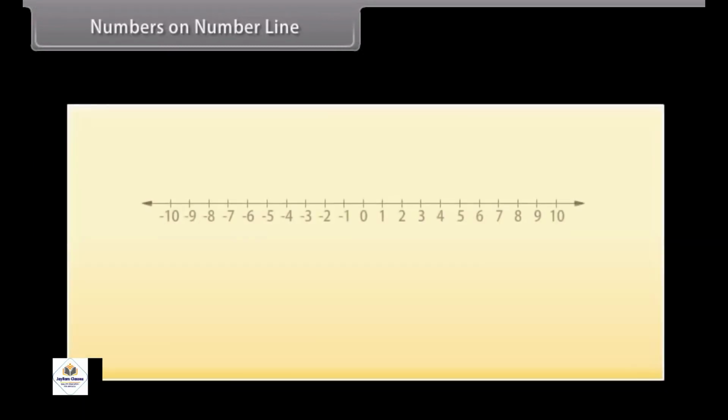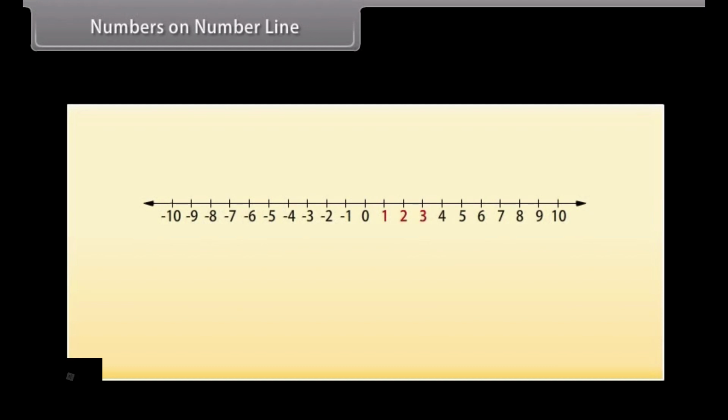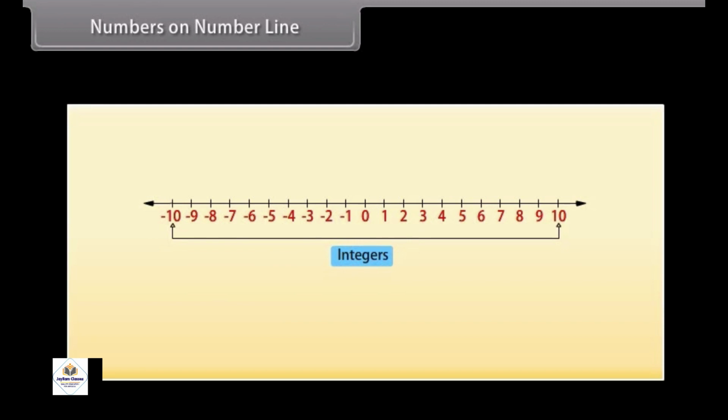Numbers on number line. On a number line, the numbers 1, 2, 3, 4, and so on are called natural numbers. The natural numbers are denoted by the symbol N. If we include the number 0 with the natural numbers, then the numbers are called whole numbers. The whole numbers are denoted by the symbol W. All these numbers together with the negative numbers are called integers. The integers are denoted by the symbol Z.